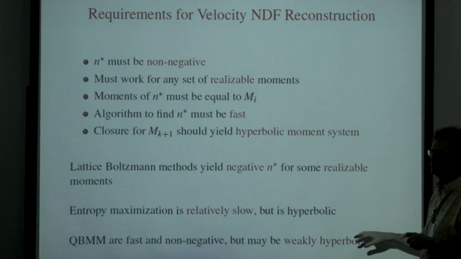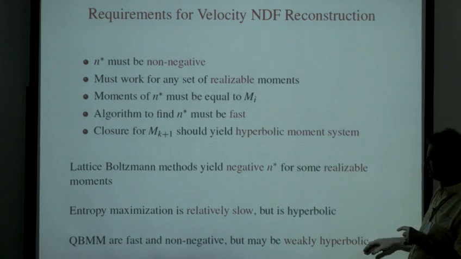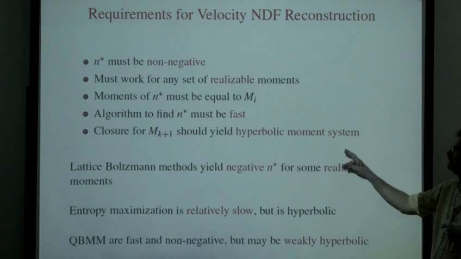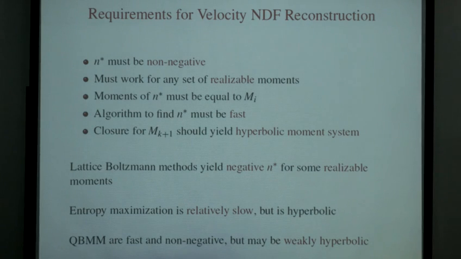It's a well-known mathematical problem, so if you talk to mathematicians, they'll say, oh, this is not good. The original kinetic equation doesn't have this property. It's going to be hyperbolic. So it has to do with how you close.